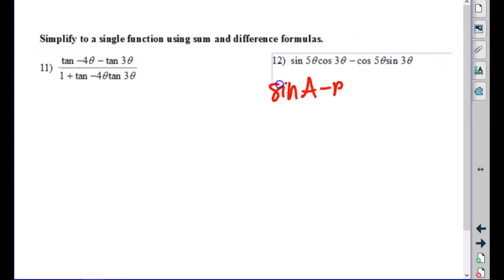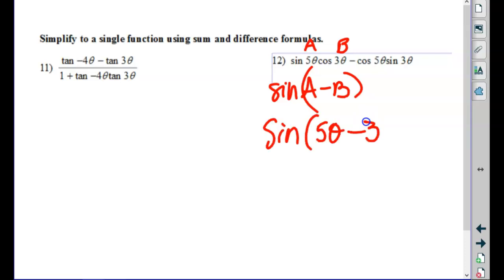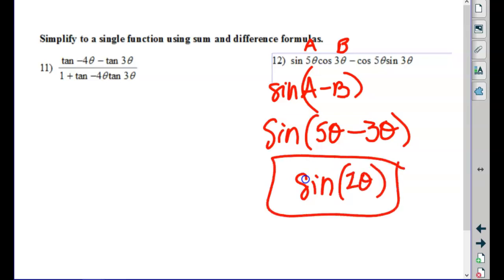What are A and B, though, on this question? The A was 5 theta, and the B was 3 theta. Now we can't do anything with that except simplify it. So the sine of 2 theta, and we're done. There's questions like this on the next quiz. Can you get these right? Just trading them out.